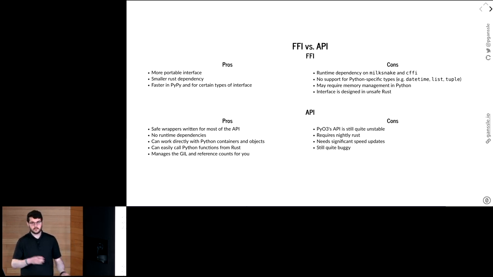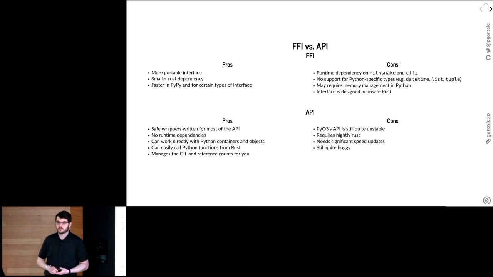For the API, it's basically all safe Rust. It doesn't have any runtime dependencies. And you're working directly with Python objects. And it has some other nice things because it knows that it's doing Python for you. But the downside is, I've had to change these slides several times because the API is fairly unstable. I think it still requires nightly Rust, which I haven't found to be a big burden, but some people can't use nightly Rust or don't want to. And there are also certain places where they just haven't really thought too much about optimizing the speed.